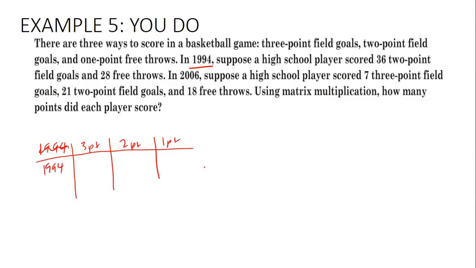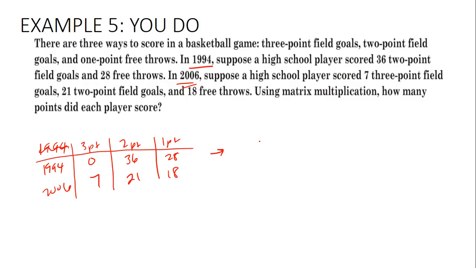In 1994, what did they have? They had 36 2-point field goals. Why is it called a field goal? I don't know. Just go with it. It's basketball. Free throws and no other things. All right. And then what happened in 2006? In 2006, they had 7 3-points, 21 2-points, and 18 free throws. At least they got better. They're 2 different people. If you were still in high school from 94 to 2006, that's questionable.